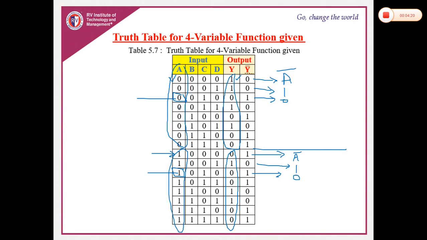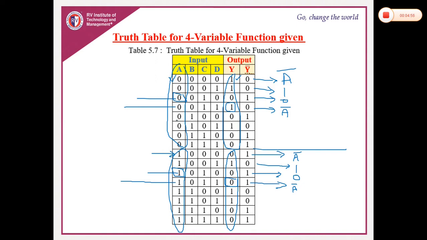Next combination. Whenever A is 0, you are getting 1. Whenever A is 1, you are getting 0. I am repeating, this is the fourth combination: you are getting 1 and you are getting 0. So what is that meaning? For 0 you are getting 1, for 1 you are getting 0, means you are getting A bar. Please remember this.